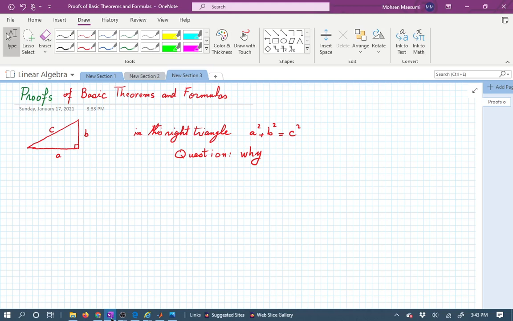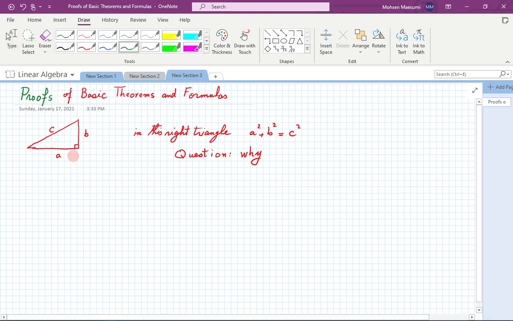Perhaps the most famous theorem in mathematics is the so-called Pythagorean theorem, or Pythagoras' theorem. In a right triangle with sides a and b and hypotenuse c, we have a squared plus b squared equal to c squared. Now, our main question is, why is that so?